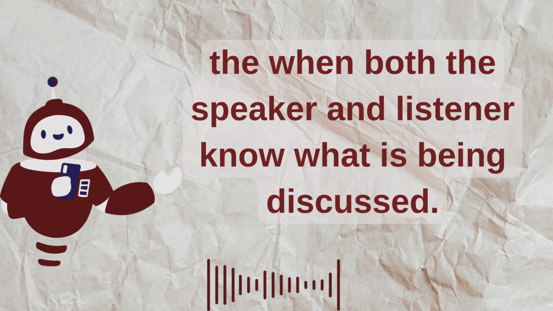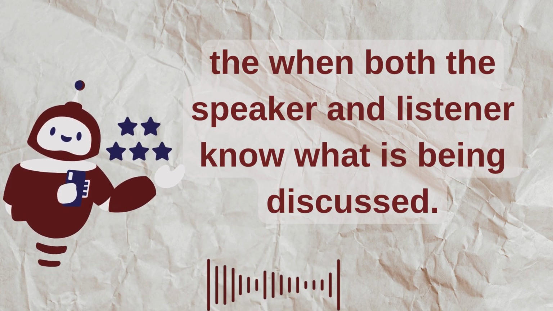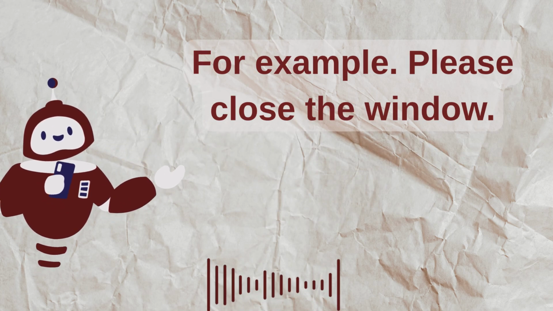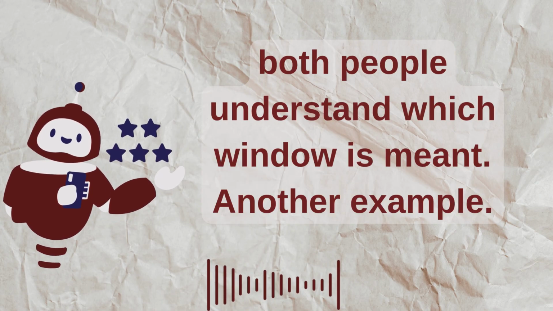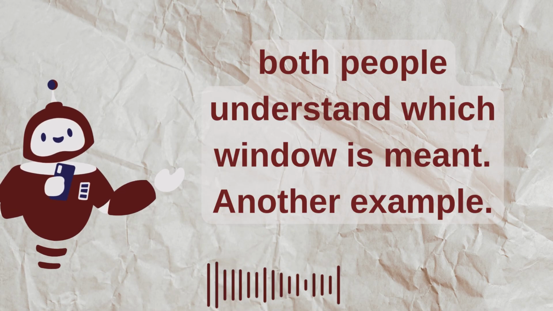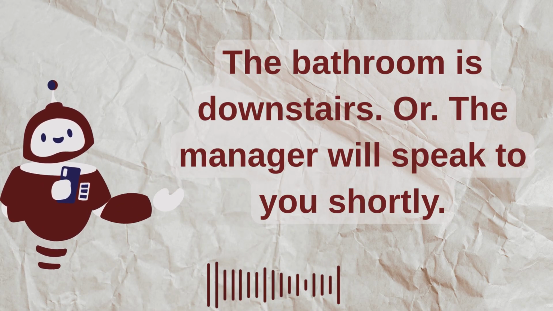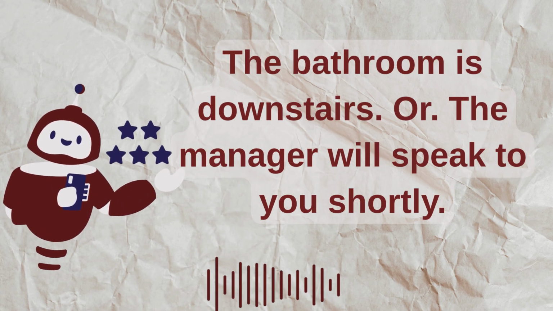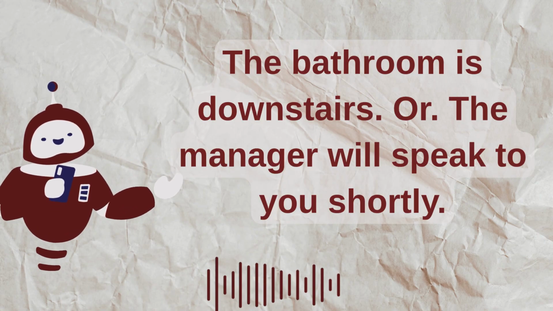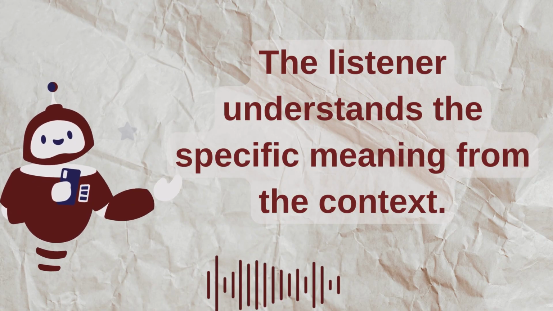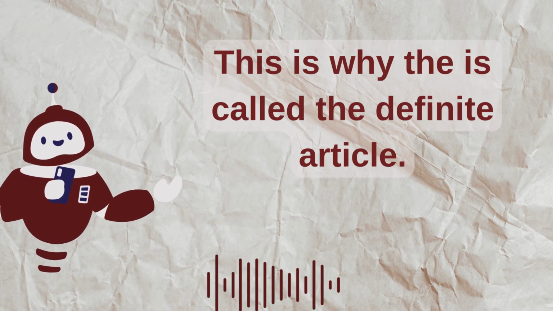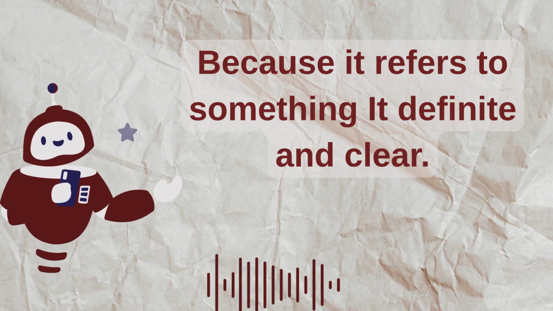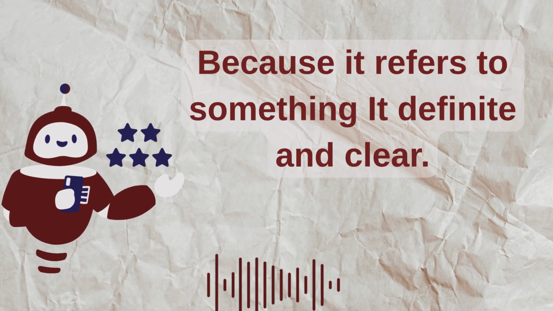Use the when both the speaker and listener know what is being discussed. For example, please close the window. Even if this is the first time mentioning the window, both people understand which window is meant. Another example, the bathroom is downstairs. Or, the manager will speak to you shortly. The listener understands the specific meaning from the context. This is why the is called the definite article, because it refers to something definite and clear.